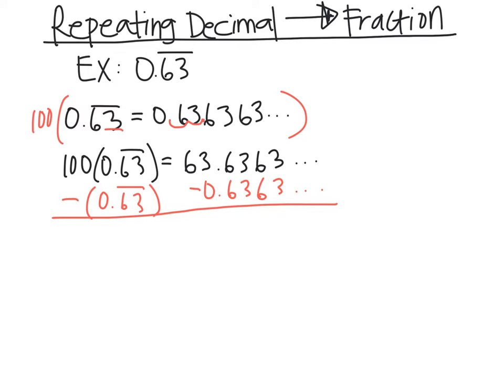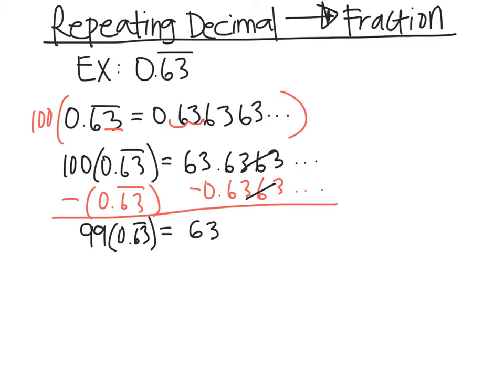Now on the right side, it's pretty simple in the sense that the repeating portion is subtracted out and all I'm left with is the 63, which is what I want. And on the left side, if I treat this 0.63 repeating as a variable, like an x, then I technically have 100 of the number minus 1 of the number, leaving me with 99 of my original number. 100 minus 1.